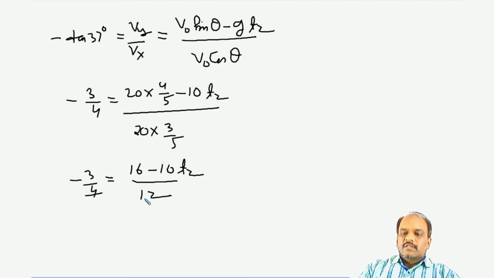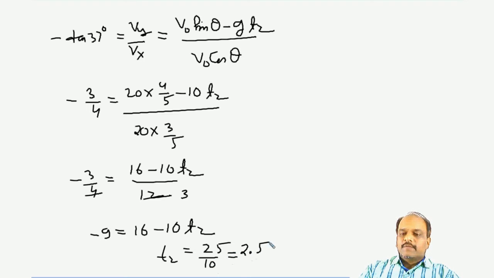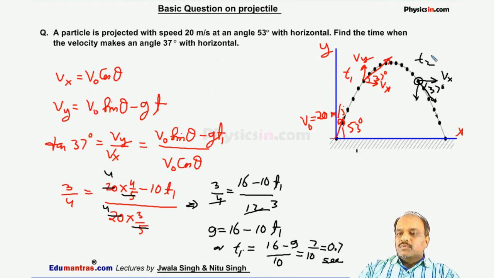So this will cancel out, we get 3. So minus 9 is equal to 16 minus 10 t2. So t2 comes out to be 25 by 10, which is equal to 2.5 seconds. So this time t2 is 2.5 seconds. Again at this instant the particle makes an angle 37 degree with the horizontal in downward direction.